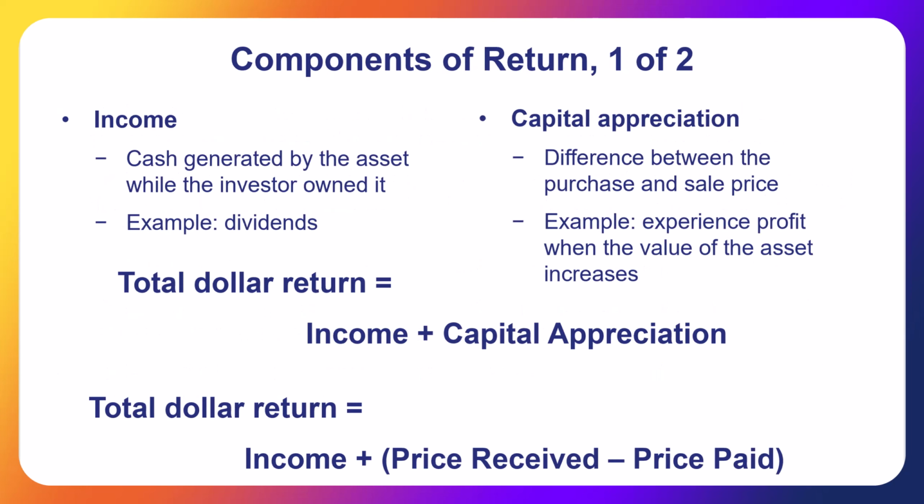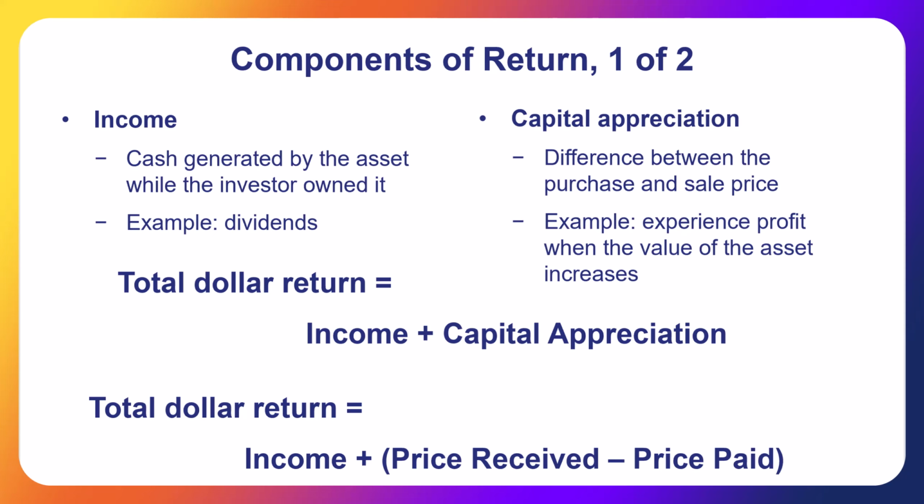So let's think about the components of return. Returns on investments come from two main sources: income and capital appreciation. For instance, if you own a share of Apple stock, you might earn income through dividends and see capital appreciation as the stock price rises over time. Combine these together to form your total dollar return.